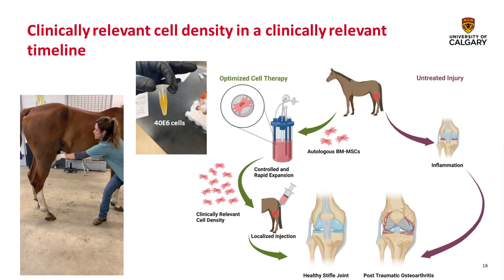So by developing this bioprocess in parallel with this experimental injury model, we were able to ensure that we could produce a clinically relevant cell density within a clinically relevant timeline. So if you're curious, this is what 40 million cells looks like. And then here was one of the coolest moments of my life as a grad student, which was watching Kasara inject the cells grown in a bioreactor into the medial femoral tibial joint of one of our patients.